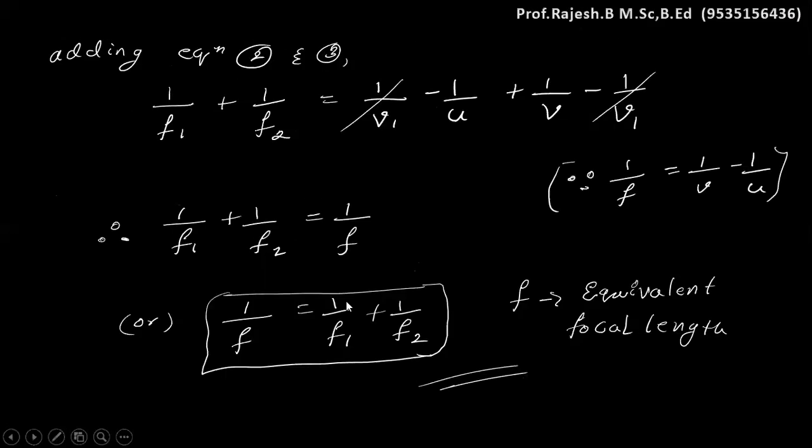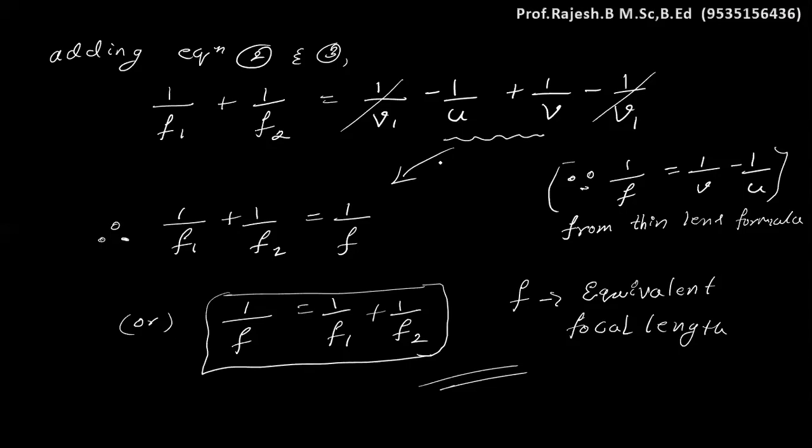Adding these two equations, add them, left hand side and right hand side. 1 by V1 and 1 by V1 get cancelled. And here 1 by V minus 1 by U can be written as 1 by F. So this is the thin lens formula. You can write here from the thin lens formula. Okay. So take this as 1 by F. So the equivalent focal length becomes 1 by F equals 1 by F1 plus 1 by F2.